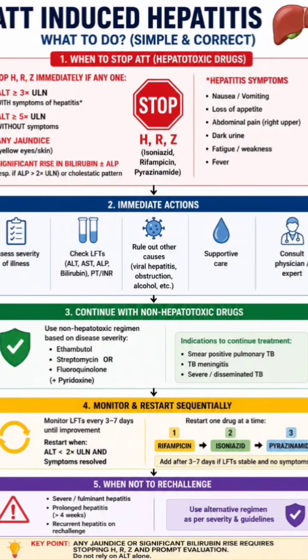Now, there is a scenario when you need to continue non-hepatotoxic anti-tubercular drugs. And what are those situations? Number one, if the patient is having smear-positive pulmonary TB, to reduce the chances of spread. Number two, tuberculous meningitis. Number three, if the patient is having severe disseminated tuberculosis. In all these three scenarios, you have to continue non-hepatotoxic ATT, which includes ethambutol from the first line and streptomycin and respiratory fluoroquinolones from the second line.